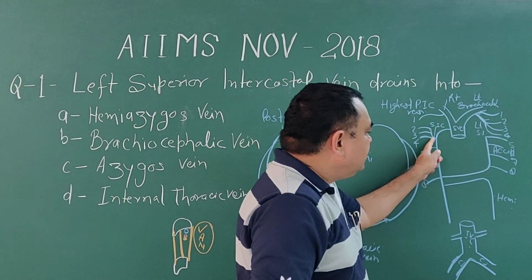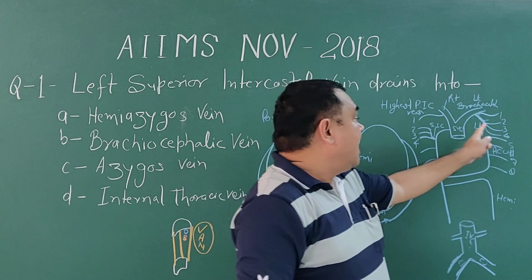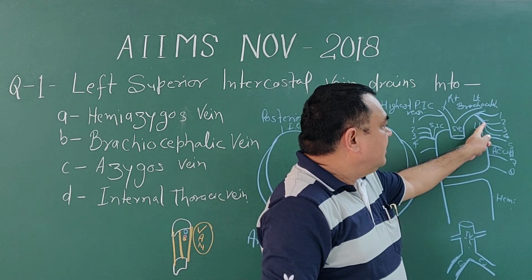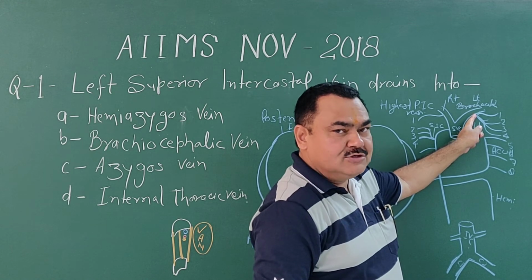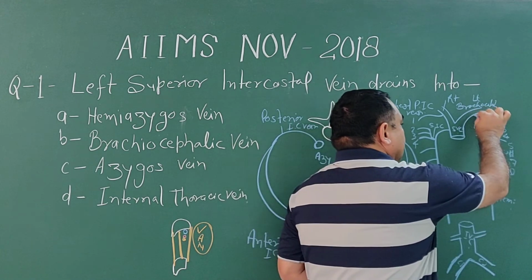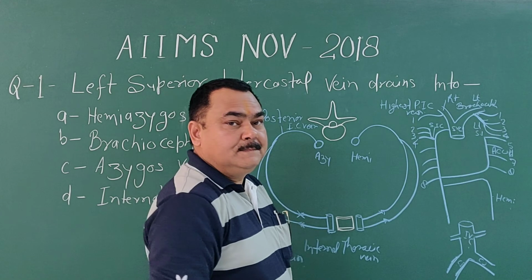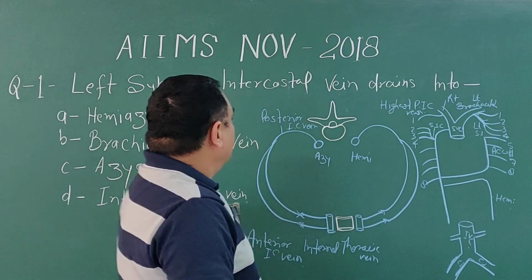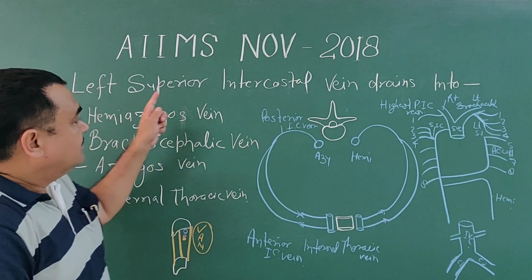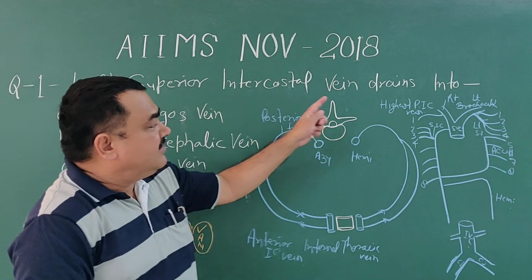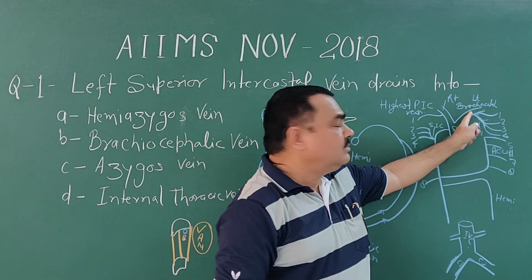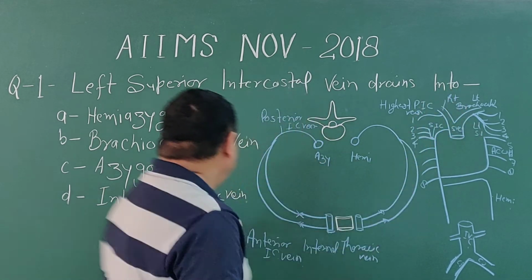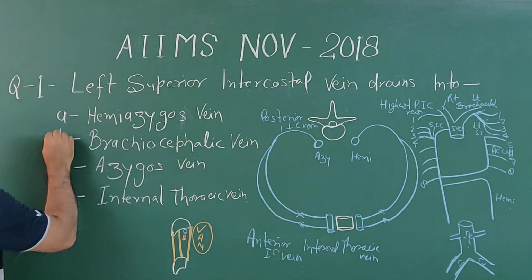The right superior intercostal drains into the azygous vein, and the left superior intercostal drains into the brachiocephalic vein, the left brachiocephalic vein. Question is, left superior intercostal vein drains into? It drains into the brachiocephalic vein. So the correct answer is brachiocephalic vein.